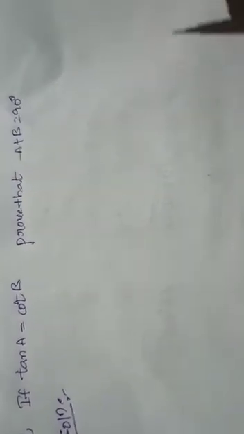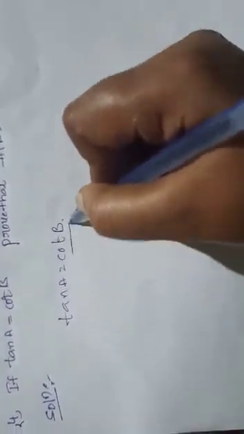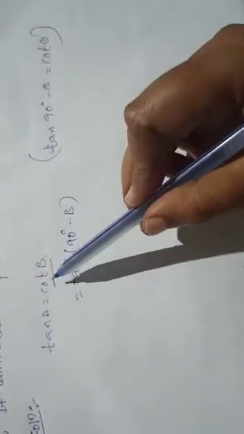Next example, if tan a equals cot b, prove that a plus b equals 90 degrees. Here the given condition is tan a equals cot b. Cot b, write it as tan(90 minus b), complementary angles. Tan(90 minus theta) equals cot theta. So cot b is written as tan(90 minus b).